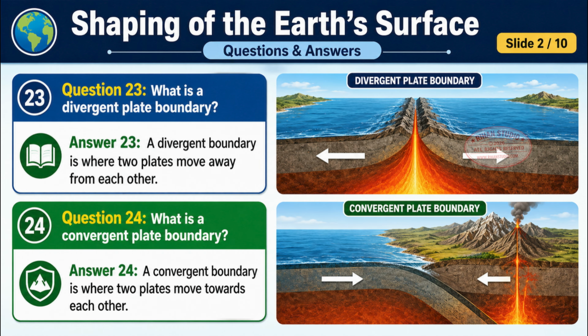Question 23. What is a divergent plate boundary? Answer 23. A divergent boundary is where two plates move away from each other. Question 24. What is a convergent plate boundary? Answer 24. A convergent boundary is where two plates move towards each other.